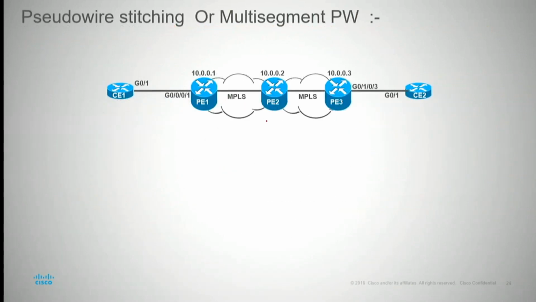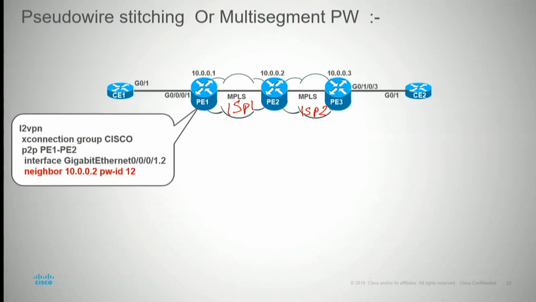So next is pseudo wire stitching or multi-segment. So this generally comes when there are two ISPs, suppose ISP1 and ISP2, and their customer wants end-to-end layer 2 VPN connectivity. So in that case we can use this stitching. So here configuration is almost the same. So this is the attachment circuit configuration. We can configure same as mentioned earlier.